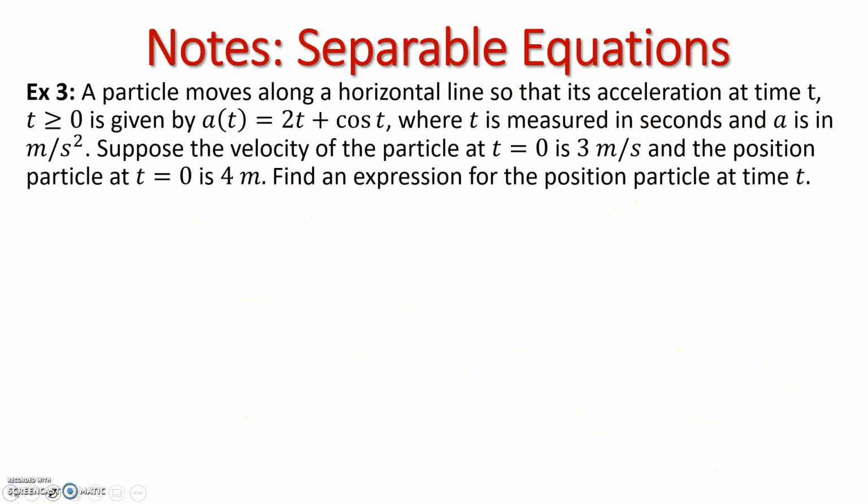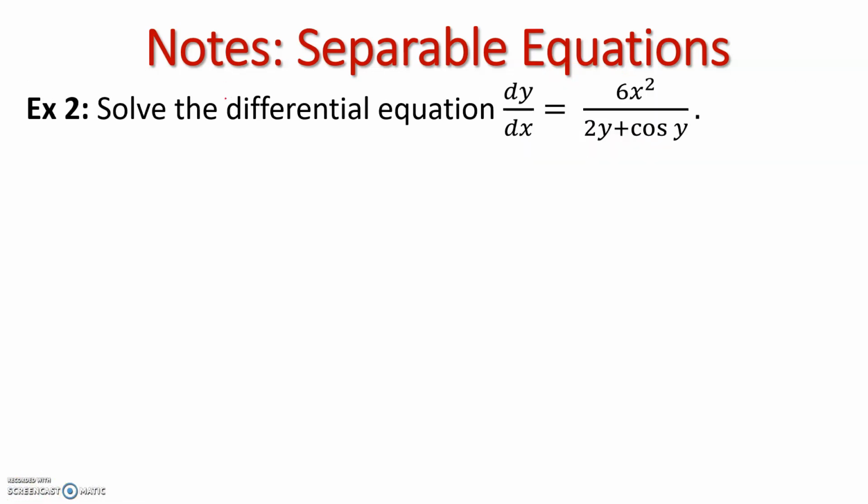All right, now for our second example, we're doing nearly the same thing. So we have here our differential equation, dy/dx is equal to 6x squared over 2y plus cosine y. We need this entire piece to go to the left side with dy. So we get 2y plus cosine of y dy, and then on the right-hand side, we have 6x squared dx.